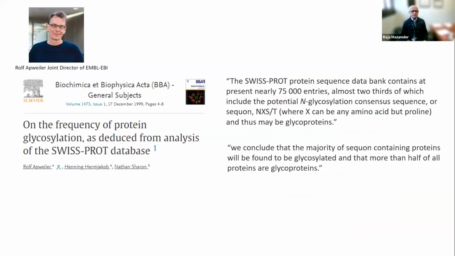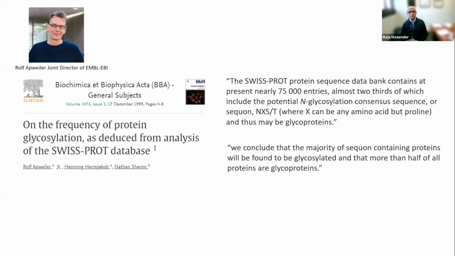So that was a brief background on how to look at protein sequences. And I'm going to now talk about the use case that I mentioned earlier. We have to come up with a question. So this was a paper written by Rolf Apweiler and others on frequency of protein glycosylation as deduced from analysis of the SwissProt database. This is a paper from 1999, so 24 years ago. It was quite some time back, but this paper still holds some of the basic things that they were talking about.